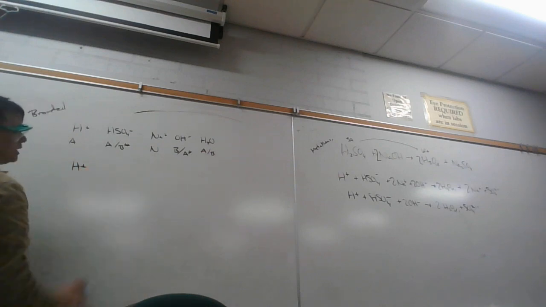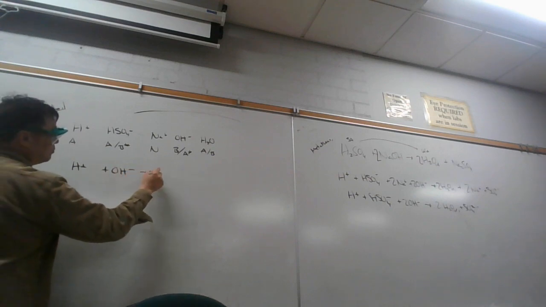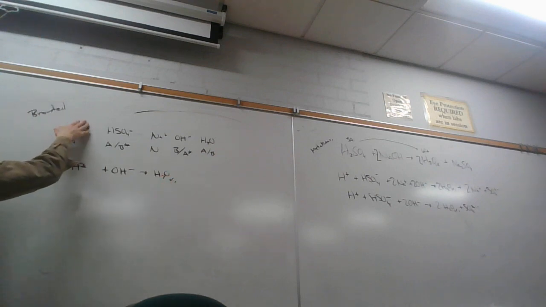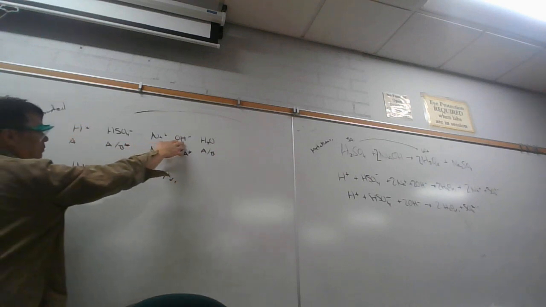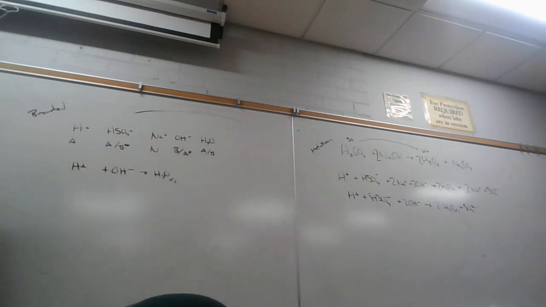And so the strongest acid is going to be H+. The strongest base is going to be hydroxide. And then we'll form water. And what we're going to be left over with, if we use the H+ in the water, is sodium bisulfate. And so this would be step one.